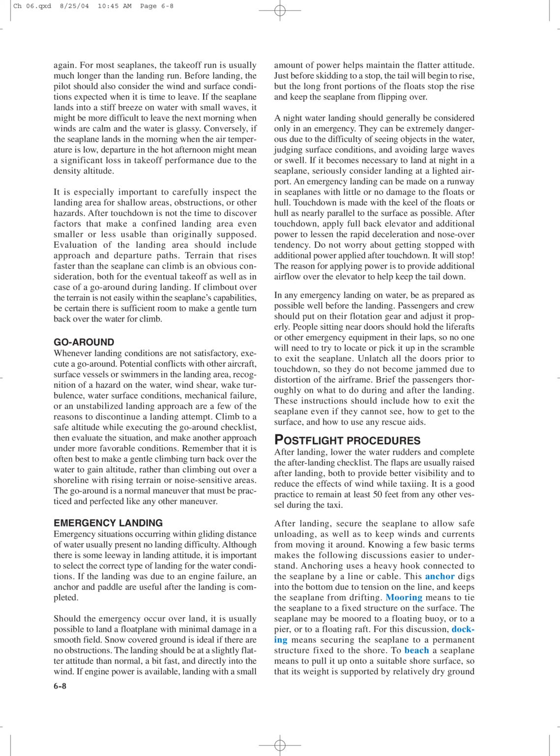Emergency landing. Emergency situations occurring within gliding distance of water usually present no landing difficulty. Although there is some leeway in landing attitude, it is important to select the correct type of landing for the water conditions. If the landing was due to an engine failure, an anchor and paddle are useful after the landing is completed. Should the emergency occur over land, it is usually possible to land a float plane with minimal damage in a smooth field. Snow-covered ground is ideal if there are no obstructions.